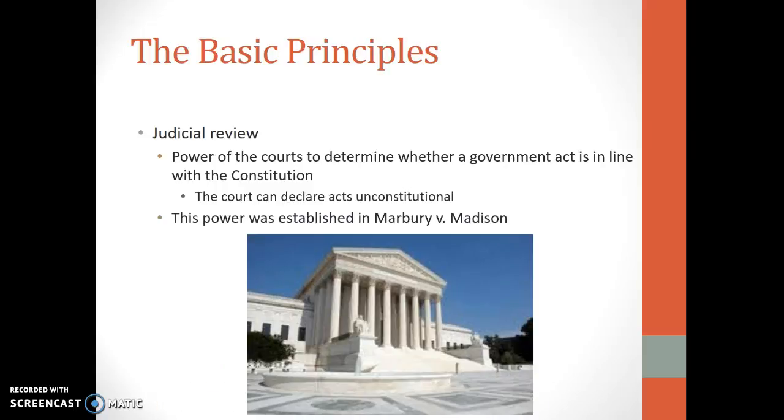Judicial review, this is the last one of the basic principles. This is the power of courts to determine whether a government act is in line with the Constitution. The court can declare certain acts unconstitutional, and again, this was established by Marbury versus Madison. I am sure you'll see Marbury versus Madison on the test I give you next week, and it'll definitely be on your final exam, so I'm just going to beat it to death.